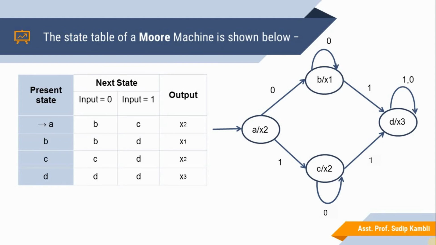Another state is state B. B scans a 0 input to go to the same state B, and scans a 1 input to go to state D, and the output will be x1. Similarly, the third state is state C. It scans 0 input to go to the same state C, and scans 1 input to go to state D, and the output will be x2. And the last one is state D. It scans input 0 to go to state D, and scans 1 input to go to the same state D, so the output will be x3.